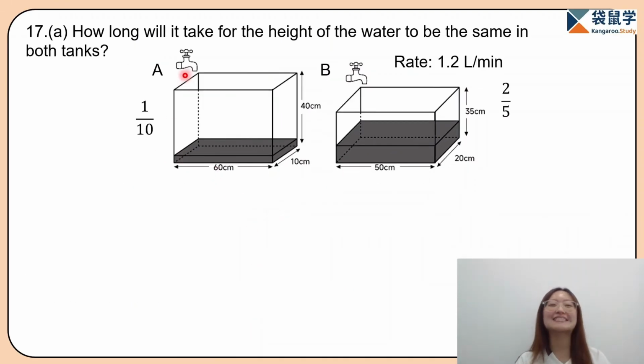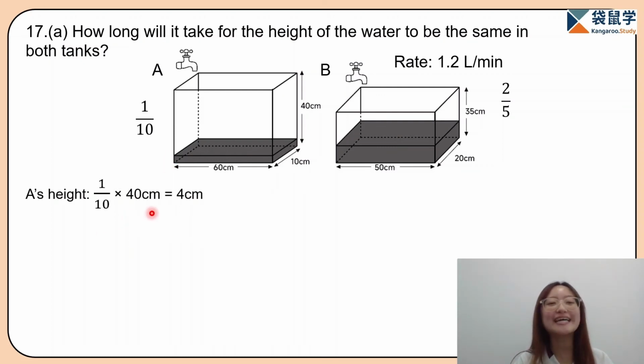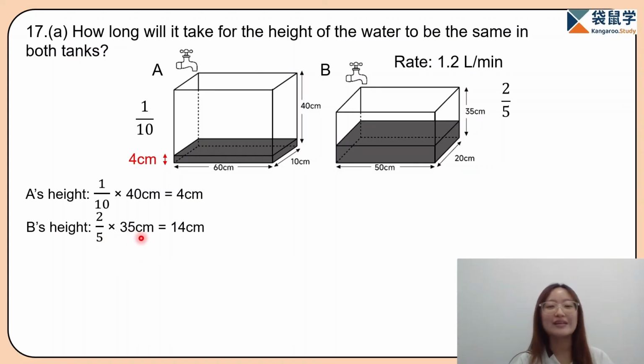So we are given that tank A is 1/10 filled, tank B is 2/5 filled. So firstly, can we find the height of the water in both tanks? What is the height of the water in tank A? It will be 1/10 times 40 gives 4 centimeters, which is over here in our figure. And what is the height of the water in tank B? It will be 2/5 times 35, which gives us 14 centimeters over here in our figure.